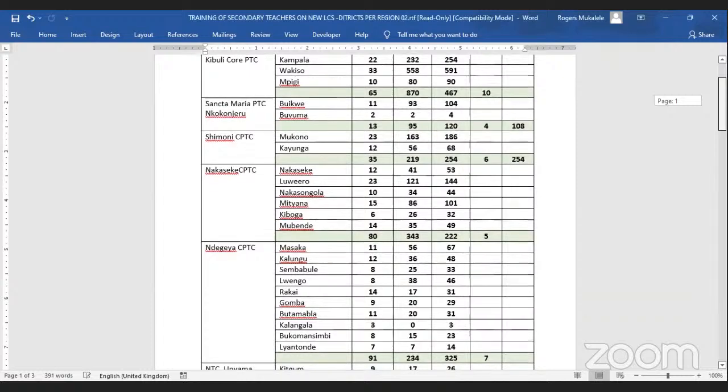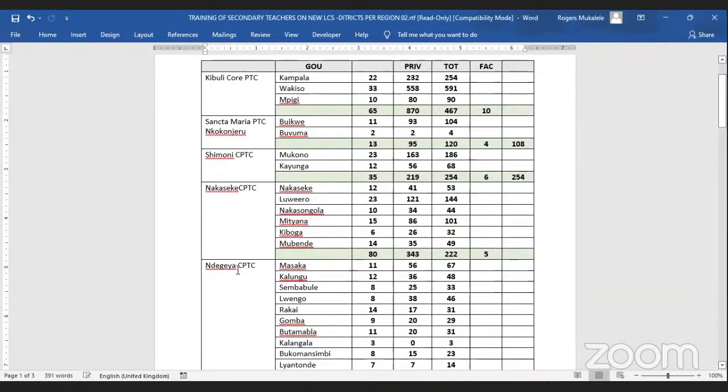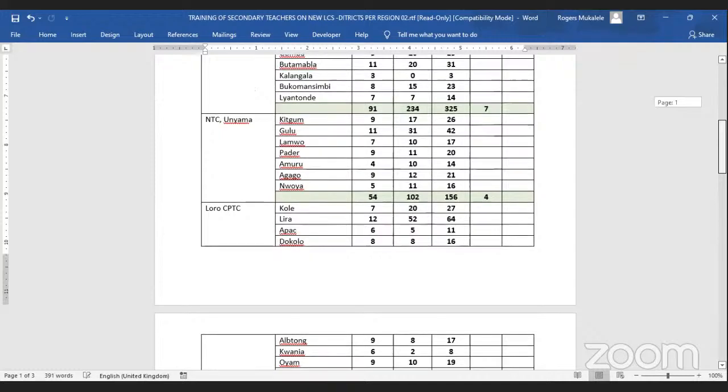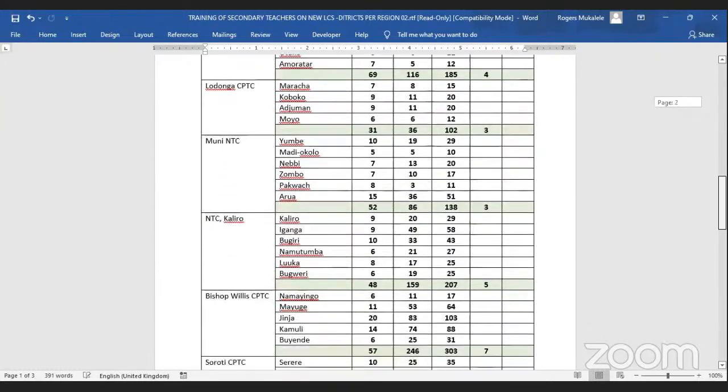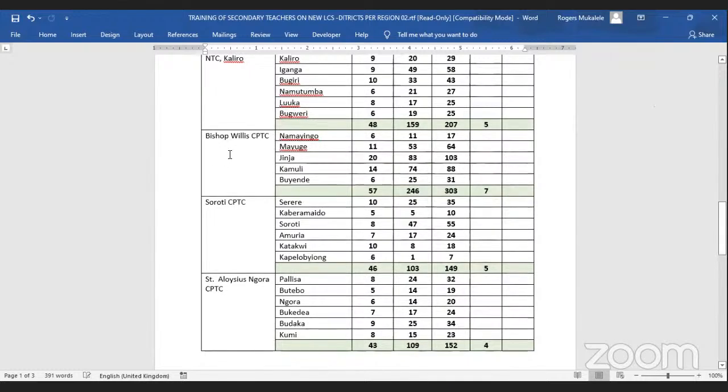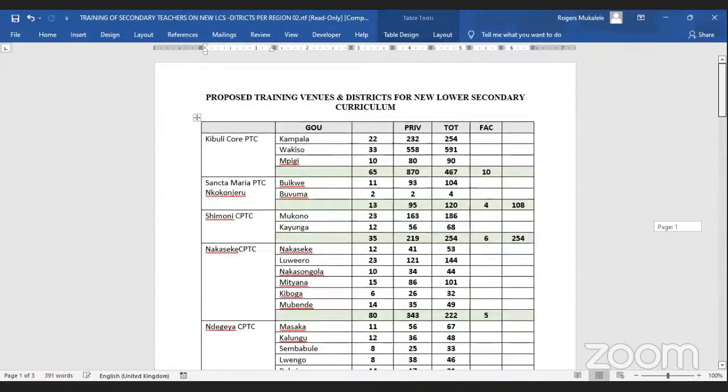Yes. So this Chibuli, Sancta Maria, Shimoni, Nakaseke, Ndigeya PTC, UTC Nyamalolo, there are many. Muni NTC, NTC Kaliro, Bishop Willis. For me, I'll be in Bishop Willis. That's why I've been invited. Soroti. So all those centers are going to be doing trainings according to the information. What are the numbers for the 5? Those are numbers of invited, of the planned number of people who are supposed to be in those places. They are looking at government and private and the facilitators. Have I answered your question?